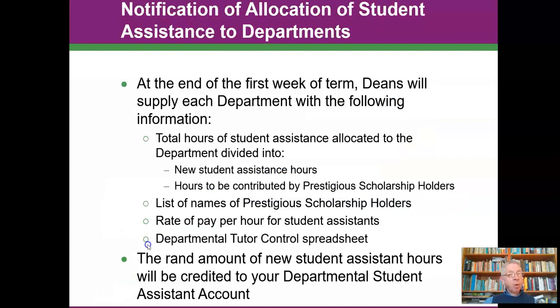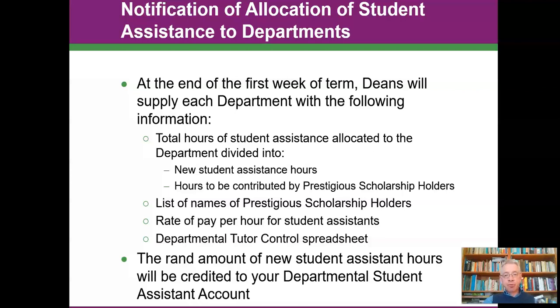How do you get to know when I've done my work? At the end of the first week of term, deans will supply each department with the following information. And you do want to keep an eye on your dean and make sure that he or she does let you know the outcome of the allocation process. And your dean will supply you with the total hours of student assistance allocated to the department, and it'll be divided into two sets of hours: new student assistant hours and hours to be contributed by prestigious scholarship holders.